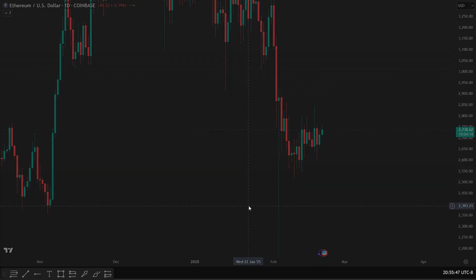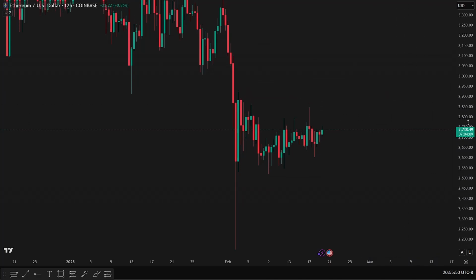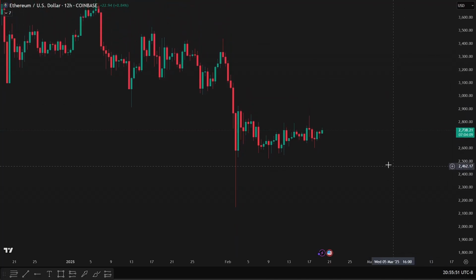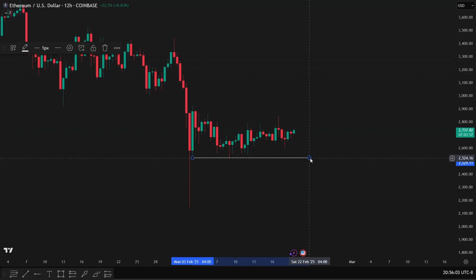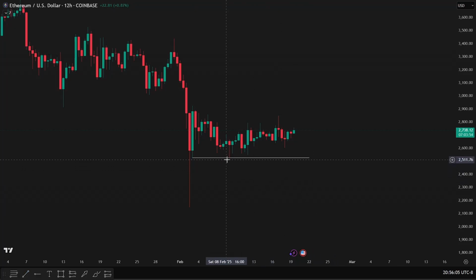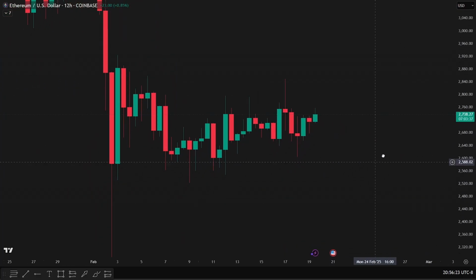Another level I like to use is the 12-hour. So we can see we're in quite a big 12-hour consolidation, and we've got a range low down here. It was just touched here. We've got this long wick to the bottom, and we're pushing up. We're looking for a trade. Where are we going to get into this, right?